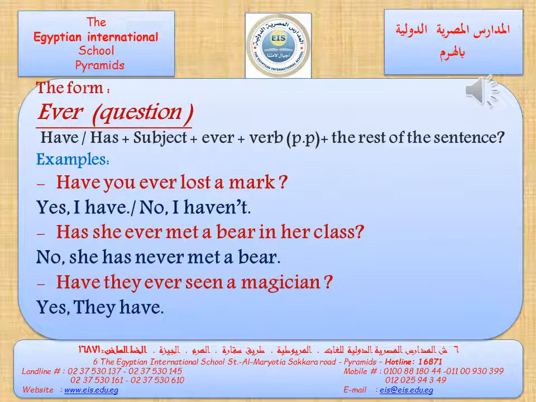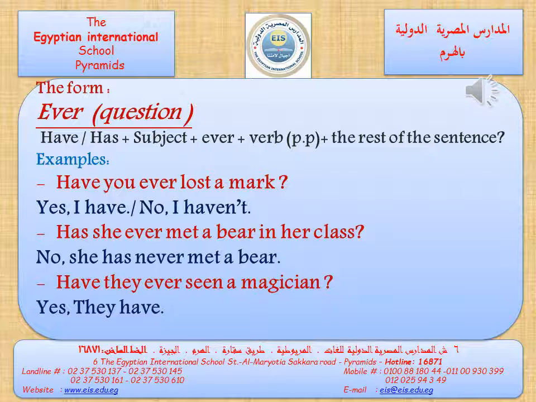Ever. How can we use ever in questions? The question form using ever contains have or has plus subject plus ever and the verb in the PP form plus the rest of the sentence, and don't forget the question mark. Again, have or has plus the subject, then ever plus the PP verb plus the rest of the sentence, and don't forget the question mark.